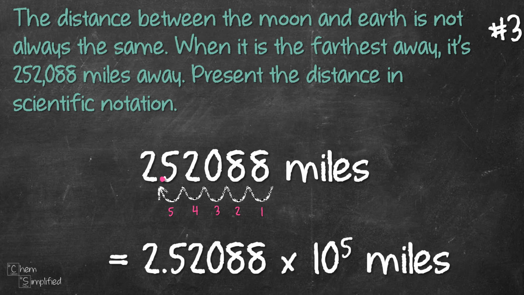That gives us 2.52088 times 10 to the power of 5. The exponent is +5 because we moved the decimal to the left 5 times. Also, because it's a larger number than 1, the exponent value should be positive.